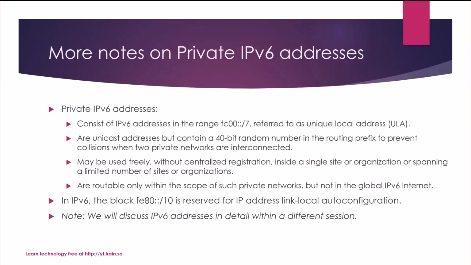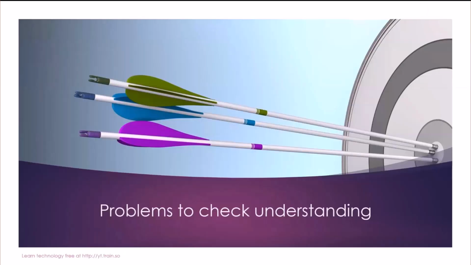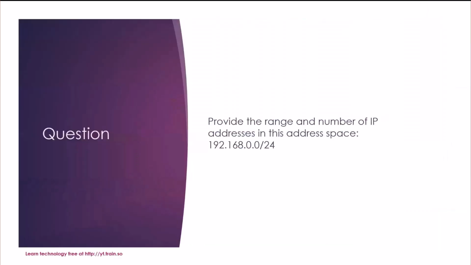In IPv6, the block FE80/10 is reserved for IP address link local auto configuration. So we will see IPv6 addresses in detail in a different session. Few more questions to check your understanding of IP addresses. Provide the range and number of IP addresses in this address space.